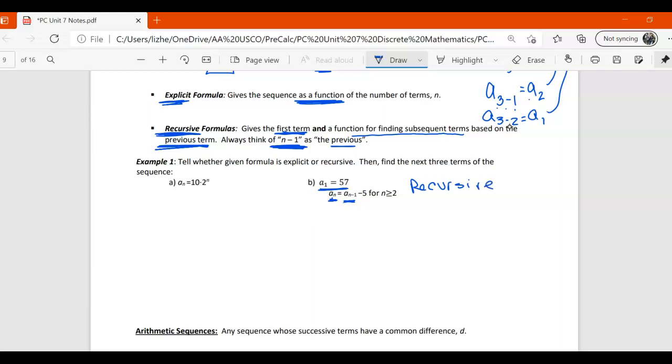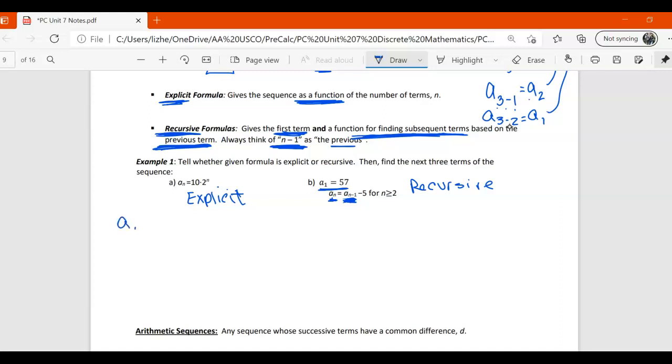We are given the first term and a function for finding the subsequent terms based on the previous term. And this right here says previous term. And this is explicit. That just looks like a bit of an equation, right? So let's find the next three terms of the sequence.